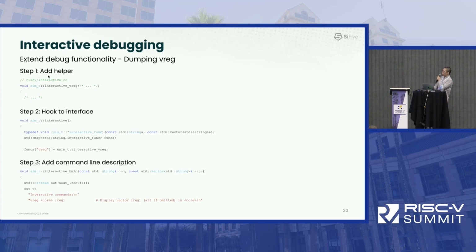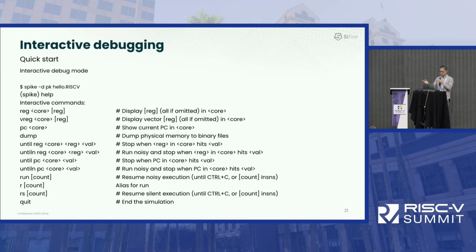And I don't think that the add helper would be a big problem right here. I'm not showing too much code because for the vector registers, you just have to go into the vector unit, and you have the vector register names, and just list them all through printf. So that won't be a big deal here, and that's the overall three steps to add interactive debugging. And a quick start would be to add -d when executing Spike. That would help you to trigger the interactive debug mode.